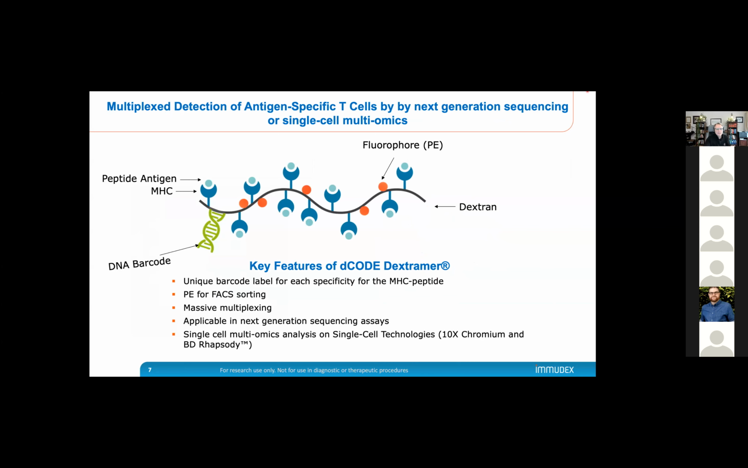And notice here that this is our standard dextramer. There's nothing changed. We have a PE fluorophore, a dextran backbone, and the same MHC peptide pairs. But because of the size of the dextran, it's enabled us to add a DNA barcode without disturbing the structure of our molecule. And it turns out that this is very important because antigen-specific T cells, whether you're looking at CD4s or CD8s, are pretty rare events.